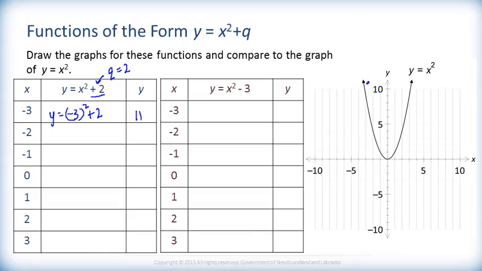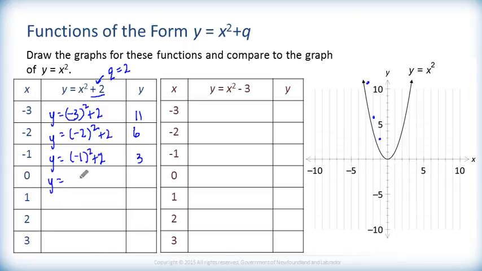A little bit up off our scale, so I'll guesstimate the height of that one. y equals -2 squared plus 2, which is 6. Again, that's 2 units higher than it would have been on the base graph. y equals -1 squared plus 2, which will give us 3. And that's 2 units higher than it would have been on the base graph. On the base graph, it would have only been as high as 1.